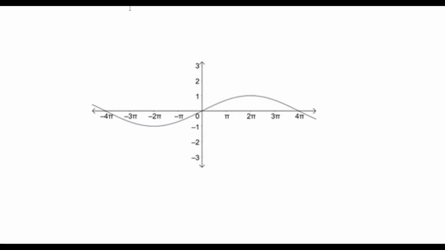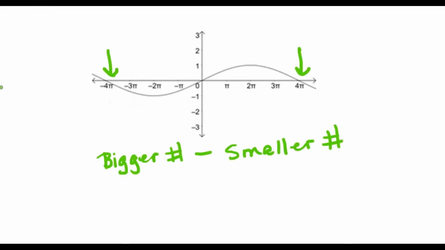I want to talk a little bit more about how we can determine the period from this function. I know that the distance between -4 pi and the y-axis is 4 pi units, and the distance between the y-axis and 4 pi is another 4 pi units. 4 pi and 4 pi is 8 pi. So my period is 8 pi. But I want us to look at a different way to get that answer. If I can determine a starting and ending point for the period, then I can use this formula, the bigger number minus the smaller number. So in this case, I have 4 pi minus -4 pi, and that's going to be positive 8 pi.